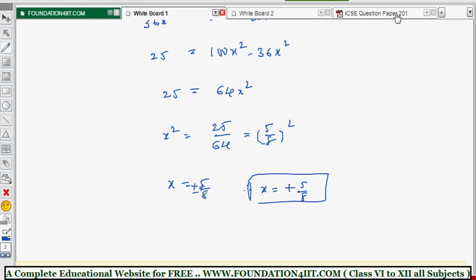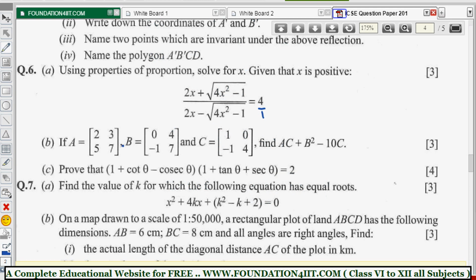Right, now we'll see the next one. So this is about a matrix question. A is 2, 3, 5, 7, B is 0, 4, minus 1, 7, C is 1, 0, minus 1, 4. Then find AC, that means A into C, A matrix and C matrix should multiply, plus B square, B into B, same matrix 2 times, minus 10 into C matrix. So let us solve this.